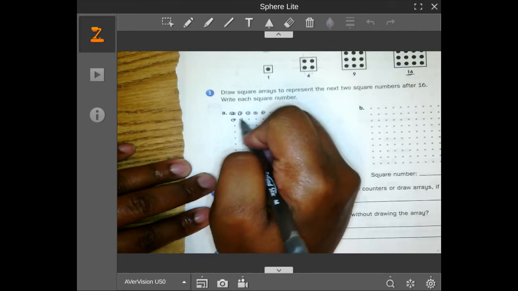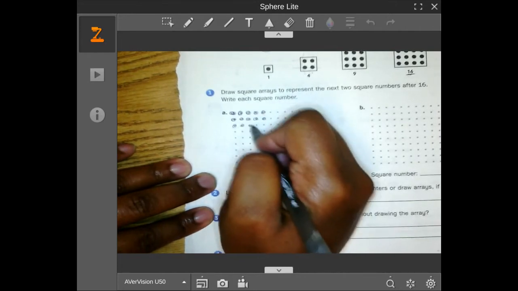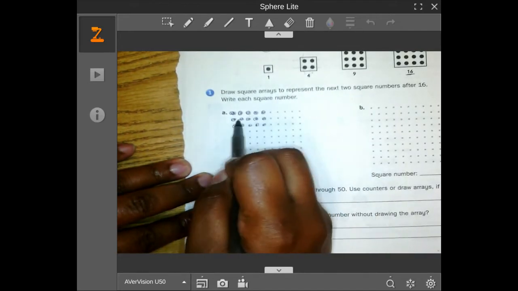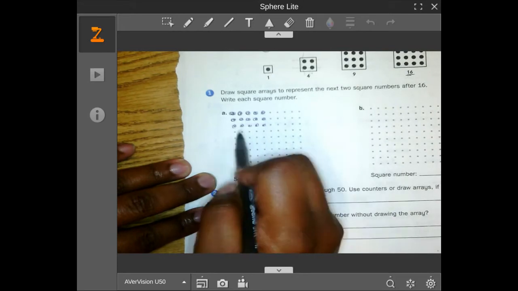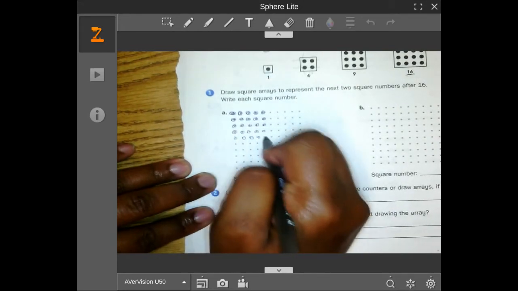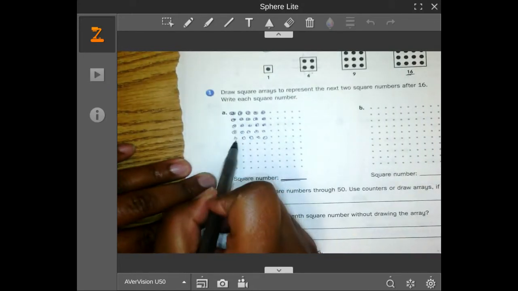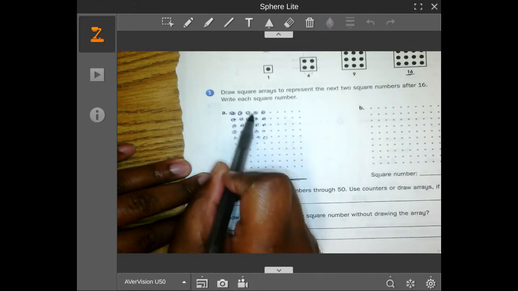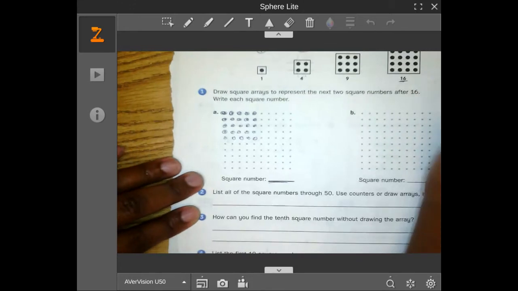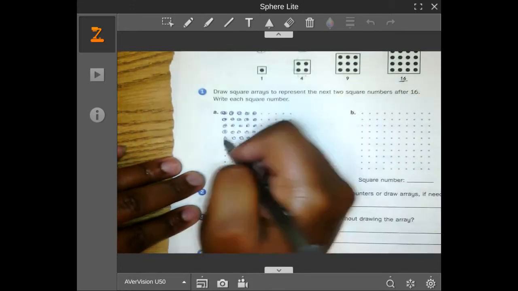I want to make another row of 5. So I know I'm going to need 5 rows. Where's 1 row? There's 2, 3, 4, and 5. I also know there are 5 columns. 1, 2, 3, 4, 5. Because it's a square number, the number of rows and columns will be exactly the same.